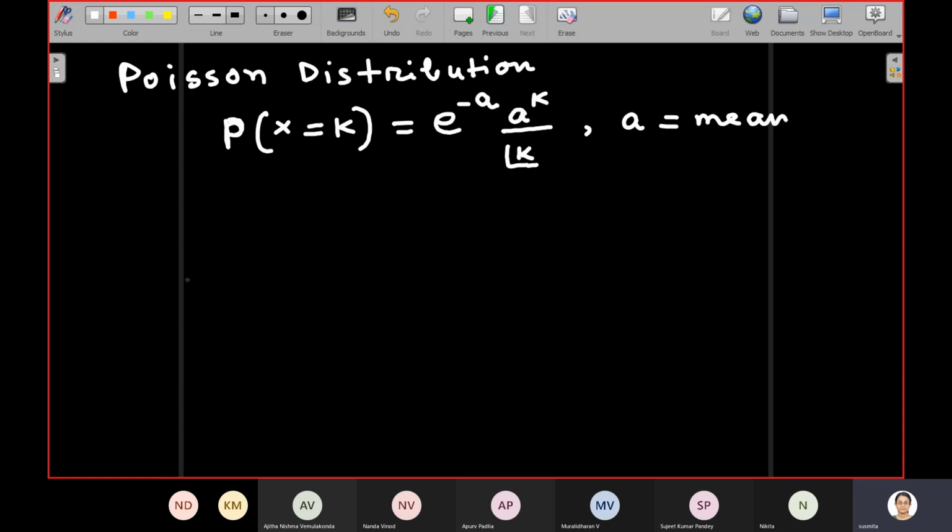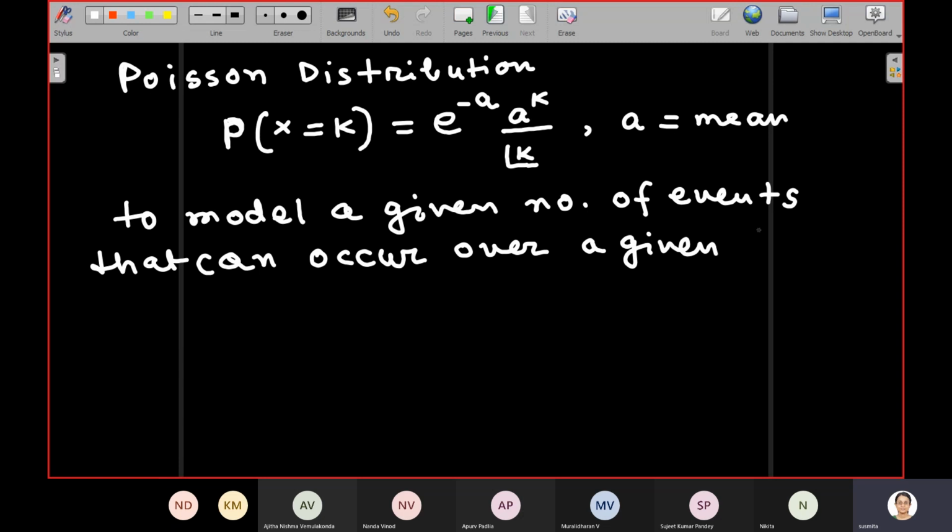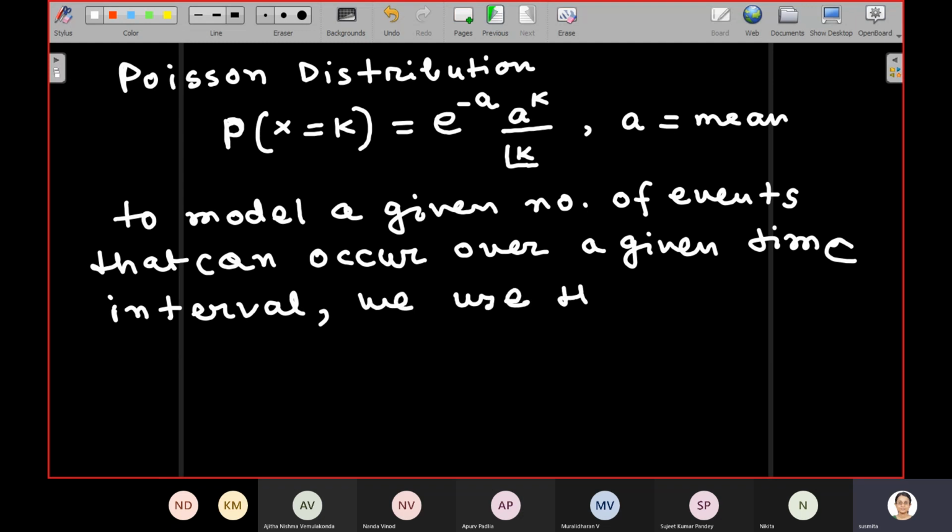Now, when do we use the Poisson distribution? To model a given number of events that can occur over a given time interval, we use the Poisson distribution.